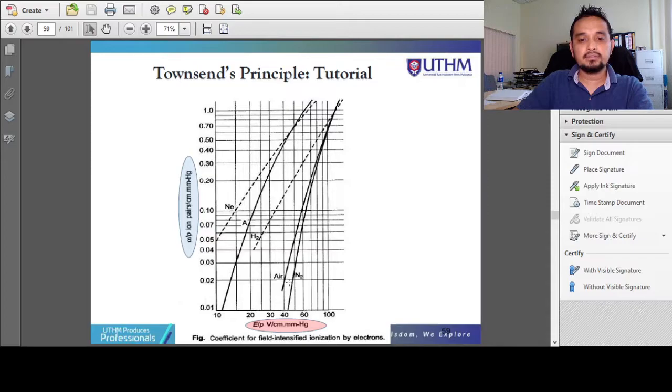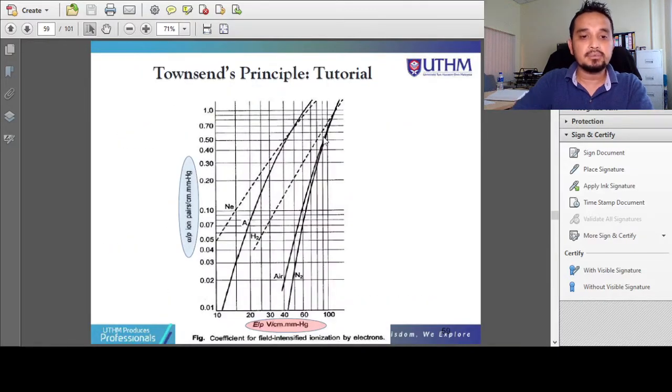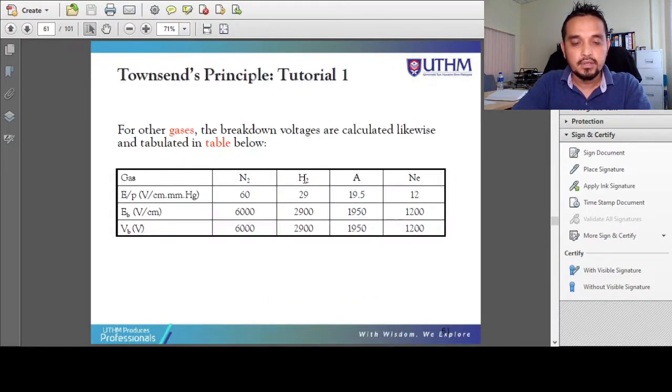And how about for other gases? If it is air, we need to check for the air. If it is nitrogen, we need to check the curve of nitrogen. If it is hydrogen, we need to check for hydrogen, right? So the calculation approach is exactly like this one, except for the interception value at this part. So that will give us this formula.